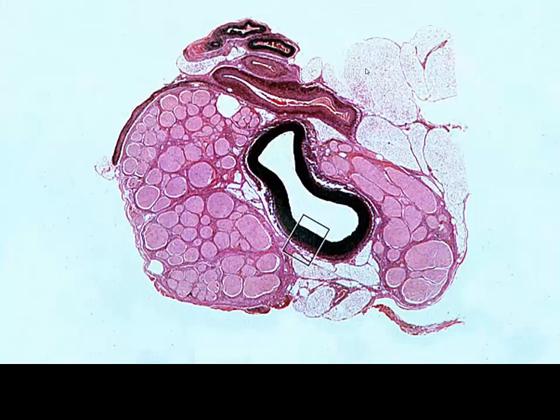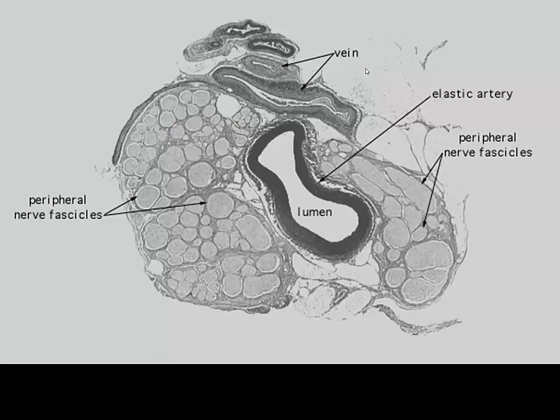Okay, continuing to look at vessels. I believe this is going to be another elastic artery. This one's stained almost predominantly for the elastic fibers. It's almost difficult to see the smooth muscle cells, but there are smooth muscle cells in here as well. So this is the tunica media, intima.